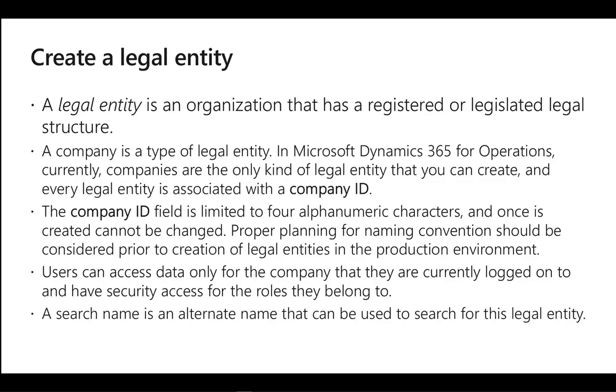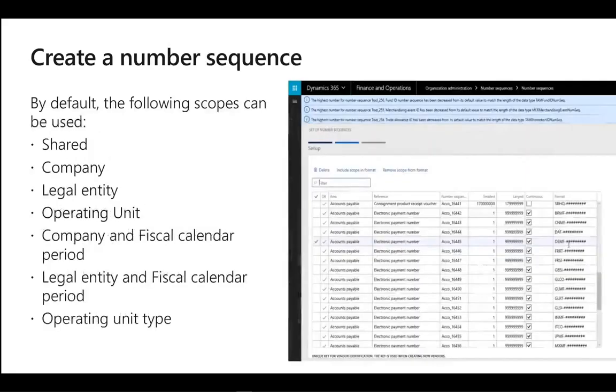Organization hierarchy represents the relationship between the organizations that make up our business. This organization has decided to acquire a business with a fictional name, Seahorse Retailer. We can create a new legal entity by navigating to the legal entity page. The primary step of creating a legal entity is to set up number sequences.